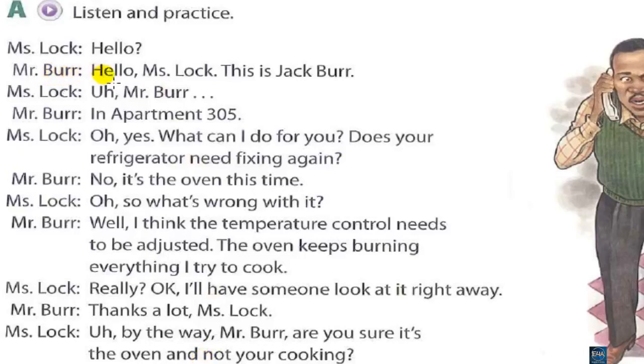Now, please answer this question. Who's calling? Mr. Burr is calling Ms. Locke. Where is he living? In apartment number 305. Apartment 305. Flat 305.